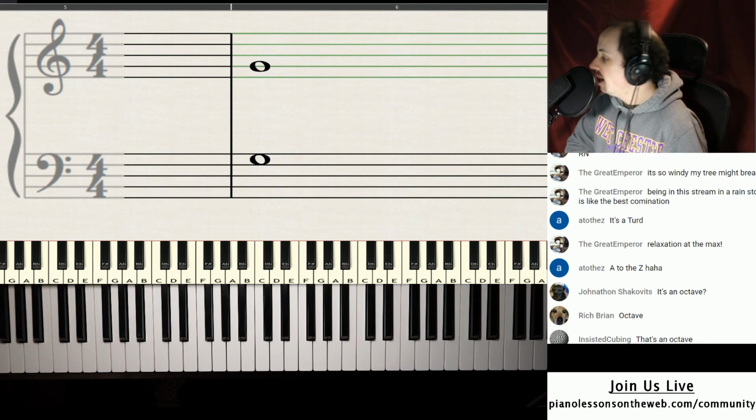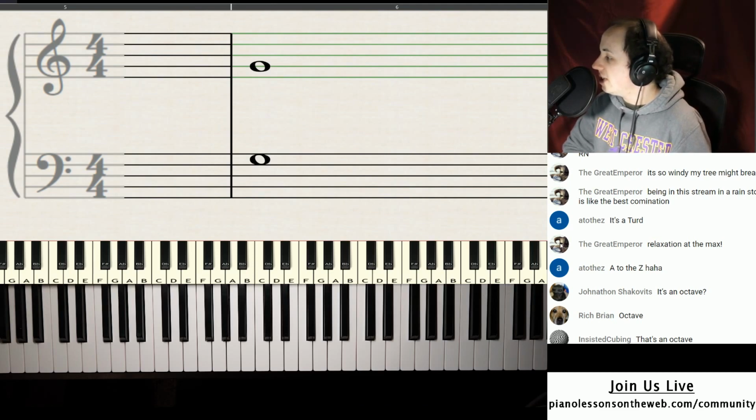So it looks like Rich and Insisted Cubing have gotten that one correct. Jonathan also nailed it. A to the Z. Oh, it's called A to the Z.